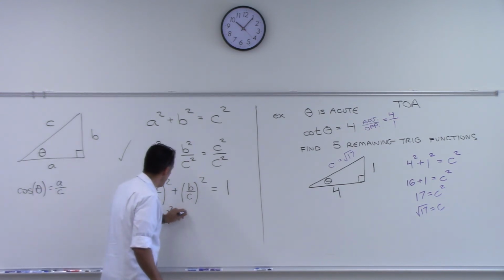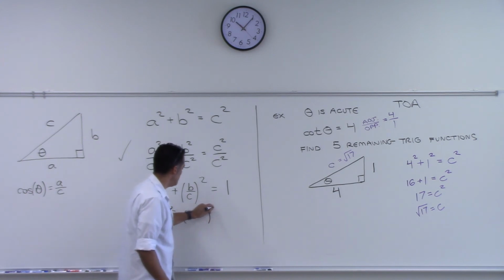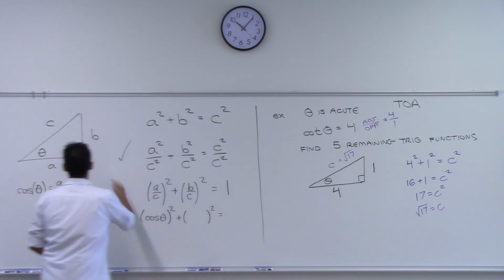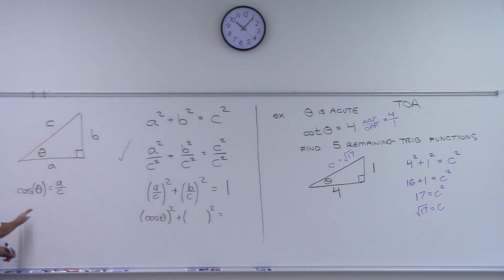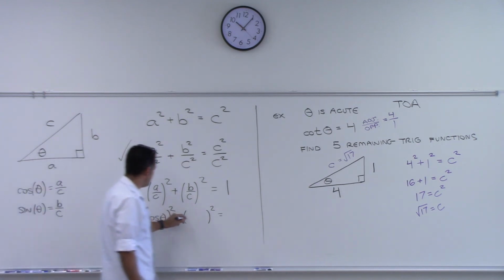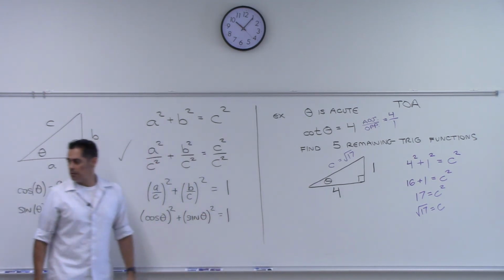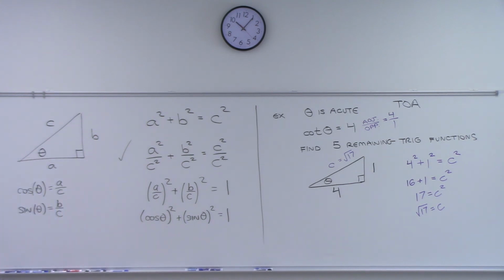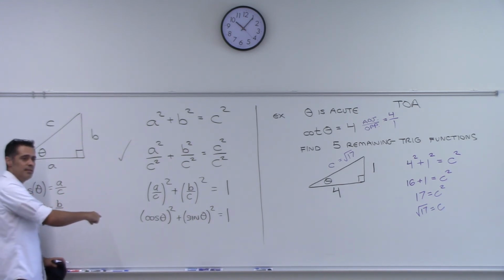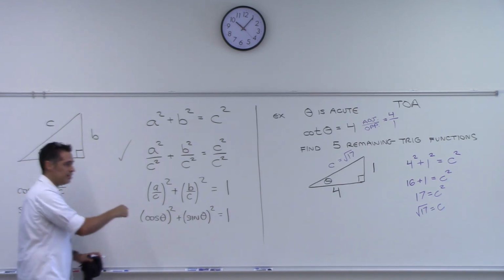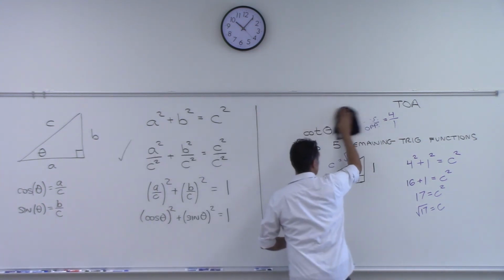Plus, now what's b over c? B over c, by definition, was sine. And so this is sine theta squared, and that must be 1. And that is your first and the most important trigonometric identity in this class. Right? This thing's going to be with you for the rest of the way.